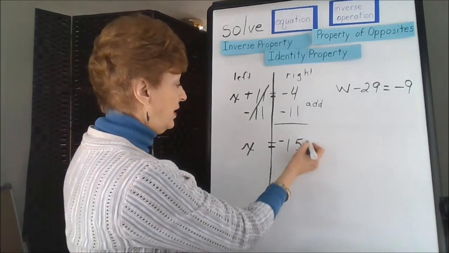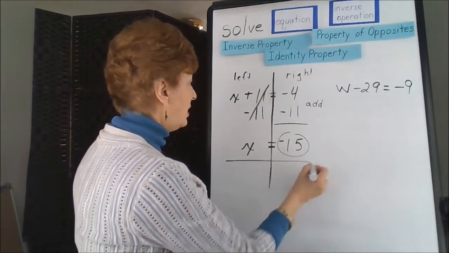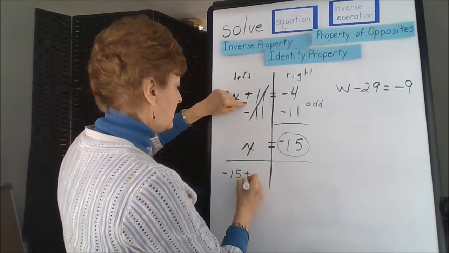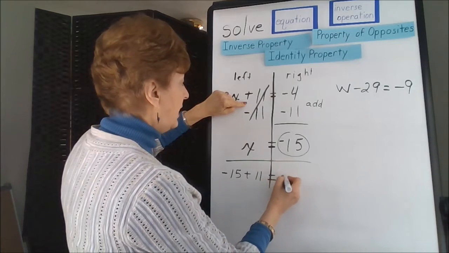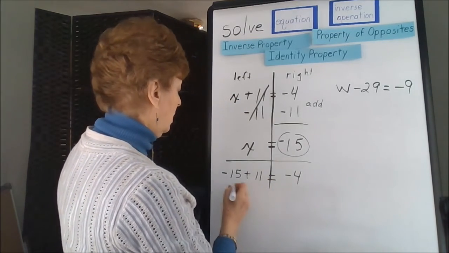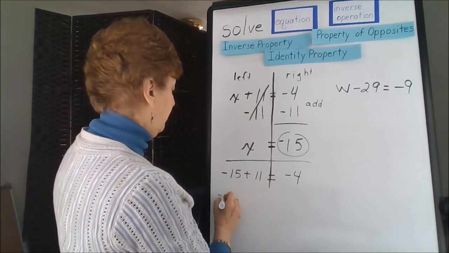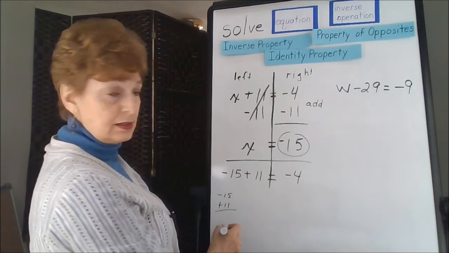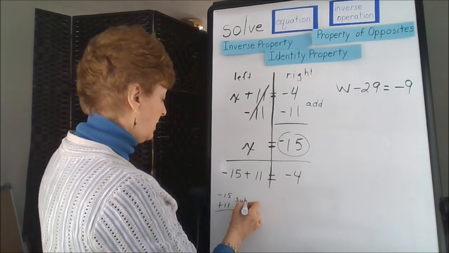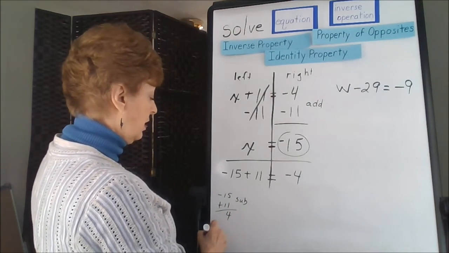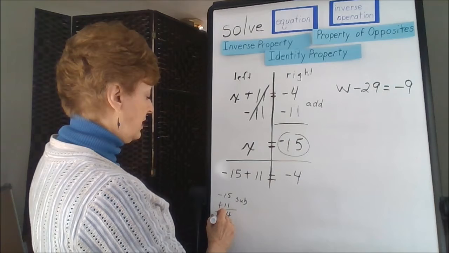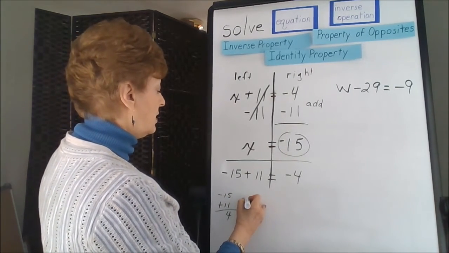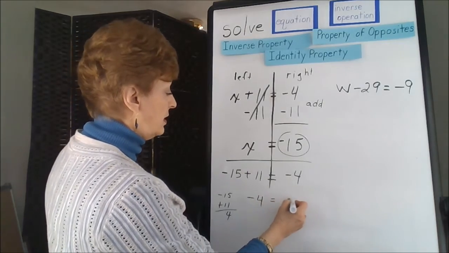And if I were to put this value back into the original equation, -15 + 11, I should get a -4. -15 + 11. The signs are different. Signs are not the same, so we're going to subtract, and we're going to get 4. And the 4 takes the sign of the 15 because the 15 is the larger numeral. So -4 equals -4.